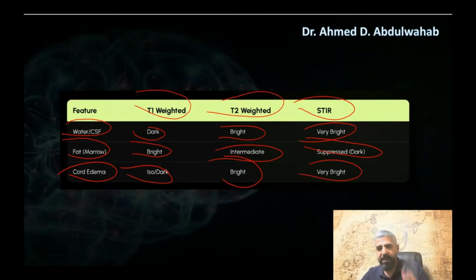So, again, in sequence A, the CSF is black and the marrow is bright, this is a T1. In sequence B, the CSF is white and the marrow is gray, so this is a T2. And in the third image, everything is dark except edema and CSF, and this is STIR. You must master these sequences to find any hidden pathology. Let's go to challenge case number 3.